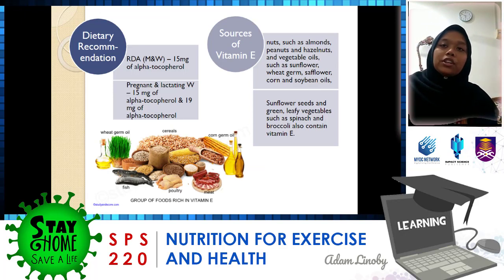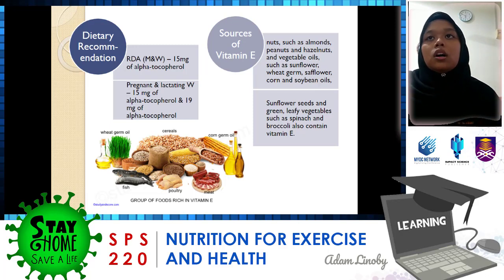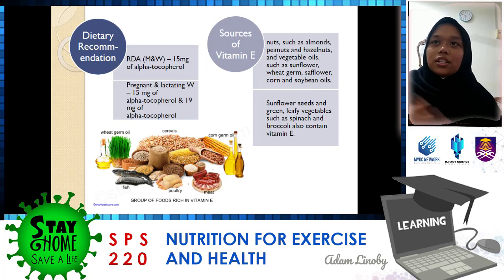So the dietary recommendation for vitamin E is RDA for men and women 15 mg of alpha tocopherol. For pregnant women 15 mg of alpha tocopherol and for lactating women 19 mg of alpha tocopherol. Sources of vitamin E can be found in nuts, sunflower, cereal, hazelnut and vegetable oil such as sunflower with wheat germ.